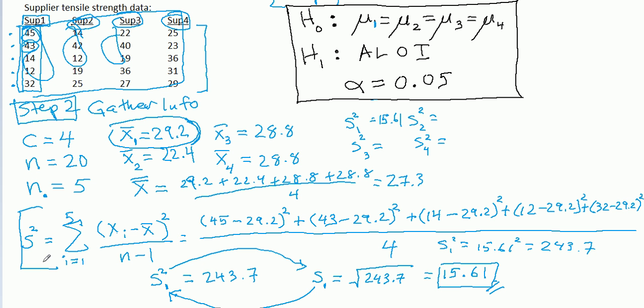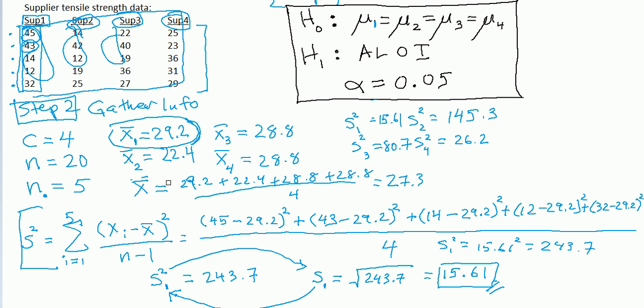If you actually went through and got those for supplier 2, you should get 145.3. For supplier 3, you should get 80.7. Supplier 4, you should get 26.2. So this now will round out our step 2. I know this was a long one, but this will make step 4 a lot easier.